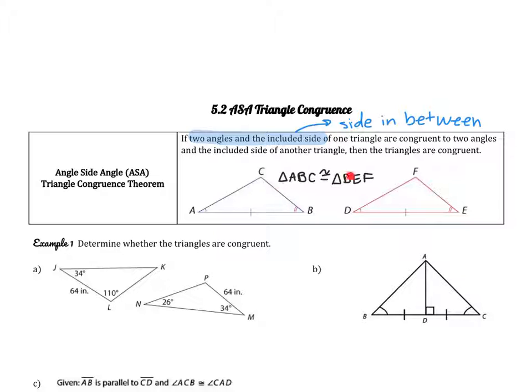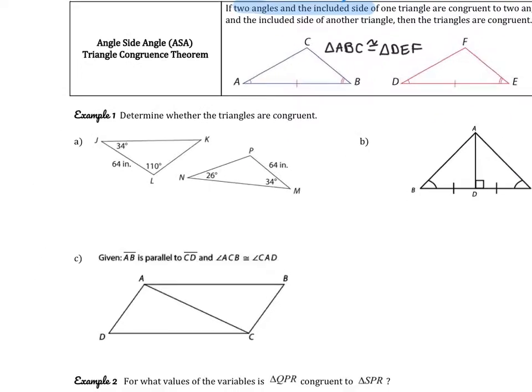And please note that the order that you state your congruence matters. Angle A corresponds with D, so they need to go first. B corresponds with E, and then C corresponds with F. So again, this is just one more specific way that you can prove that two triangles are congruent if you have angle, side, angle congruence.